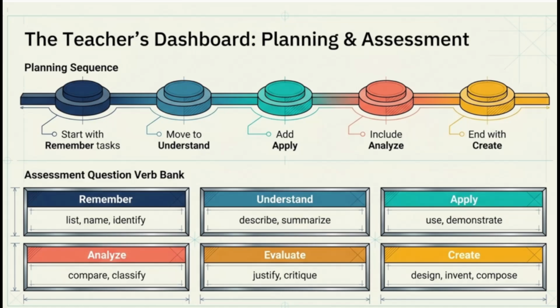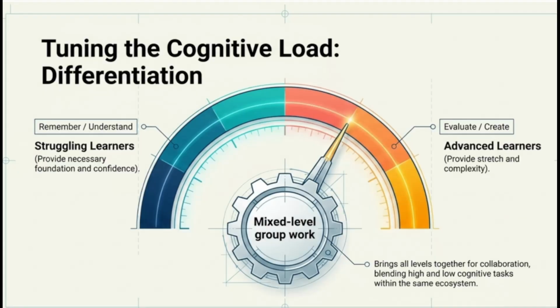Below this path is a bank of assessment verbs. For remember, verbs include list, name, identify. For understand, describe, summarize. For apply, use, demonstrate. For analyze, compare, classify. For evaluate, justify, critique. And for create, design, invent, compose. Together, this dashboard helps teachers plan lessons that grow from simple recall to creative production, and choose the right verbs to match each level of thinking.